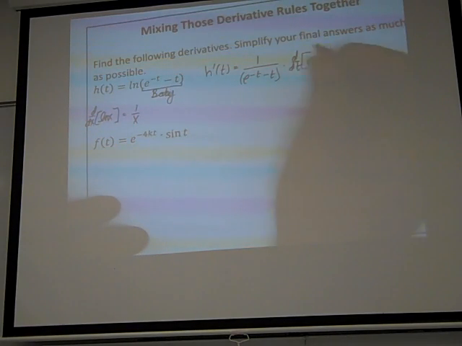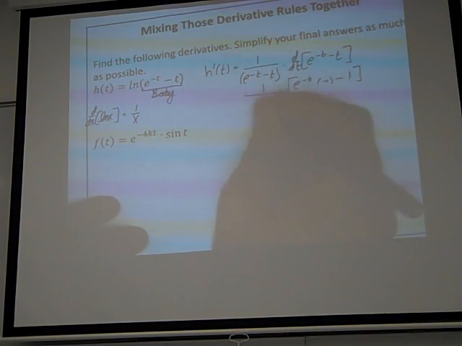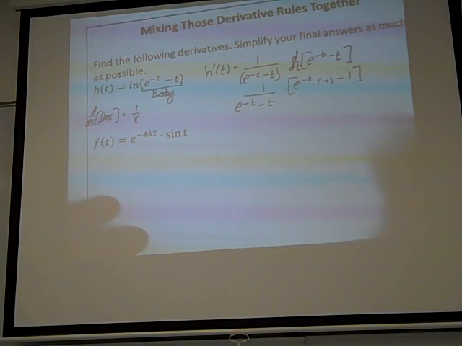How do I take the derivative of the baby? Derivative of e to the negative t is e to the negative t times negative 1. Minus the derivative of t is 1. All of that times 1 over e to the negative t minus t. You could clean that up if you wanted to and get negative e to the negative t minus 1 over e to the negative t minus t. That's your derivative.